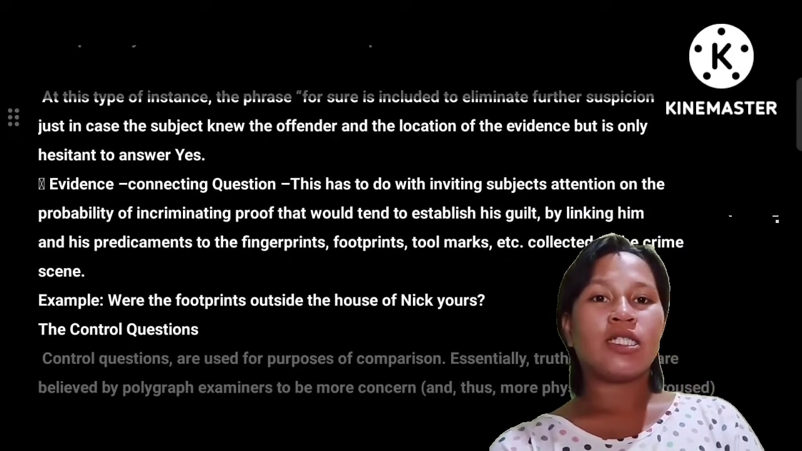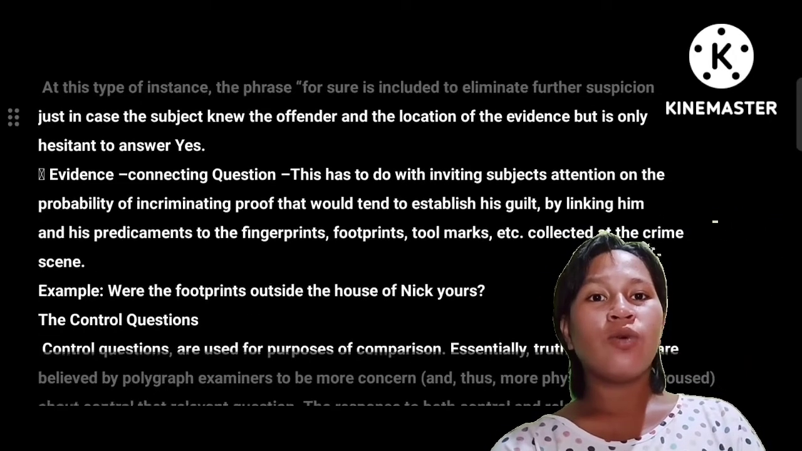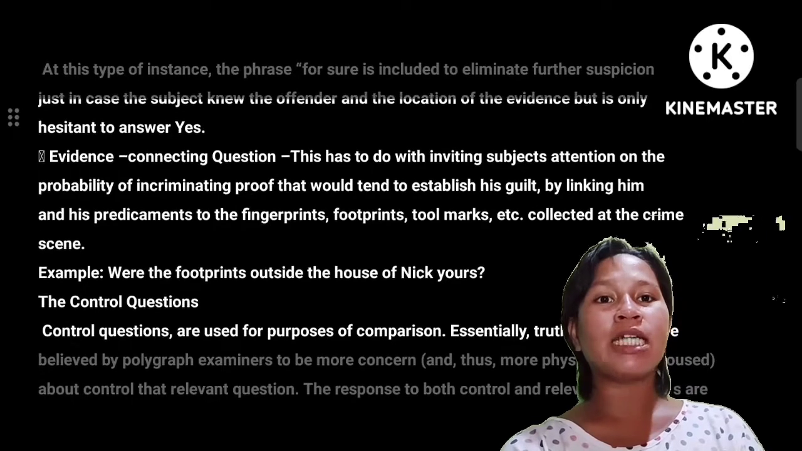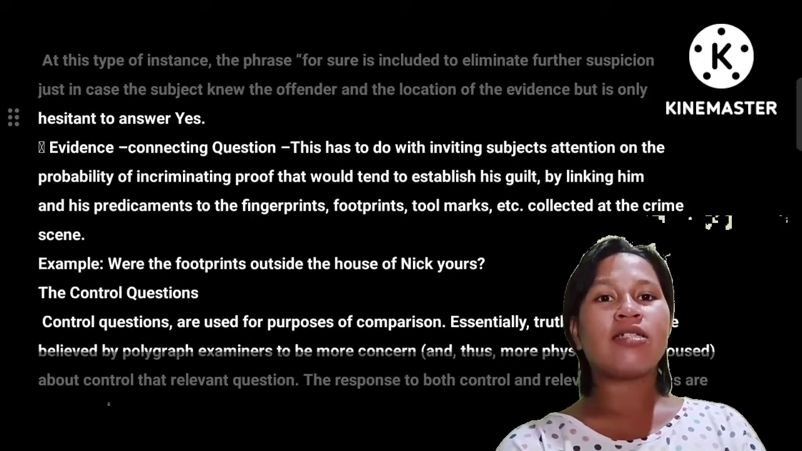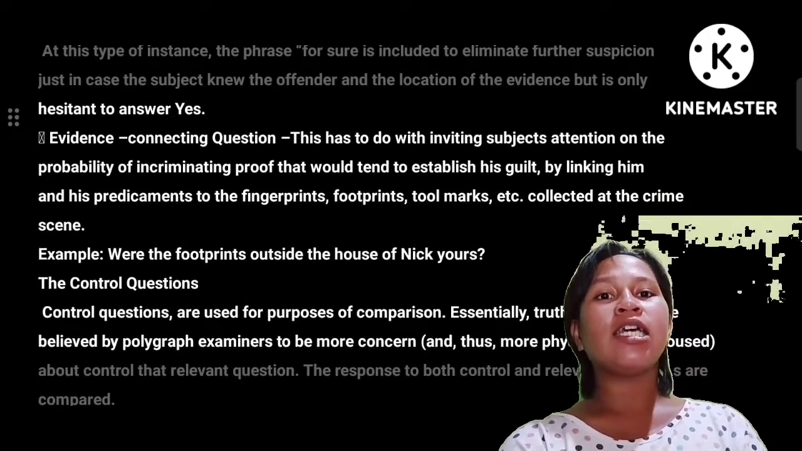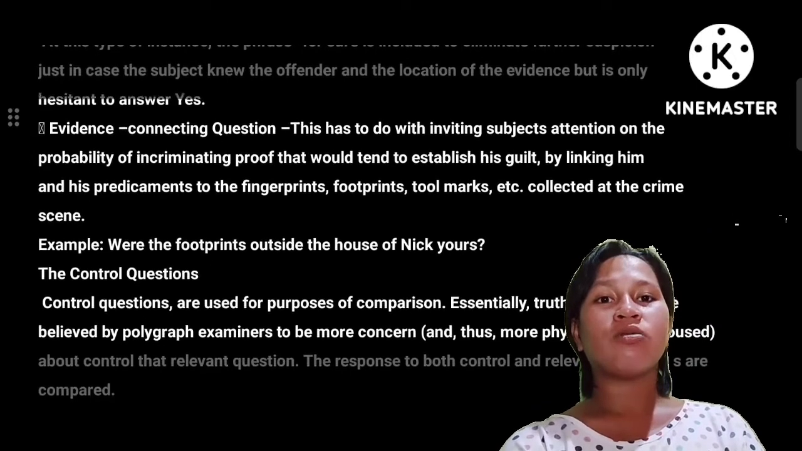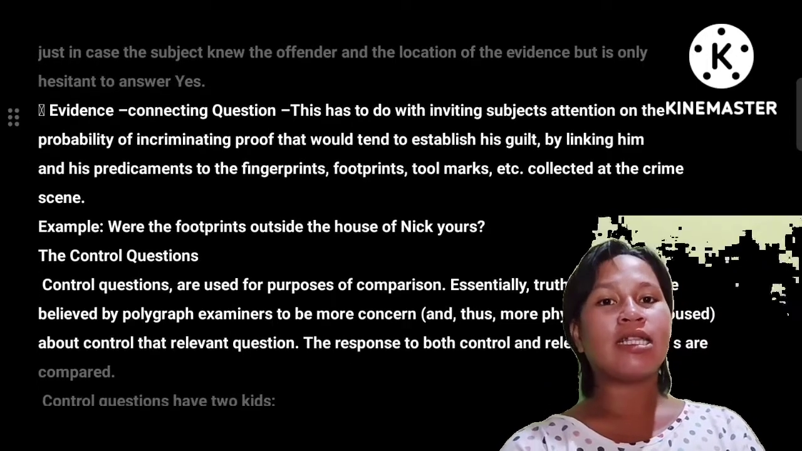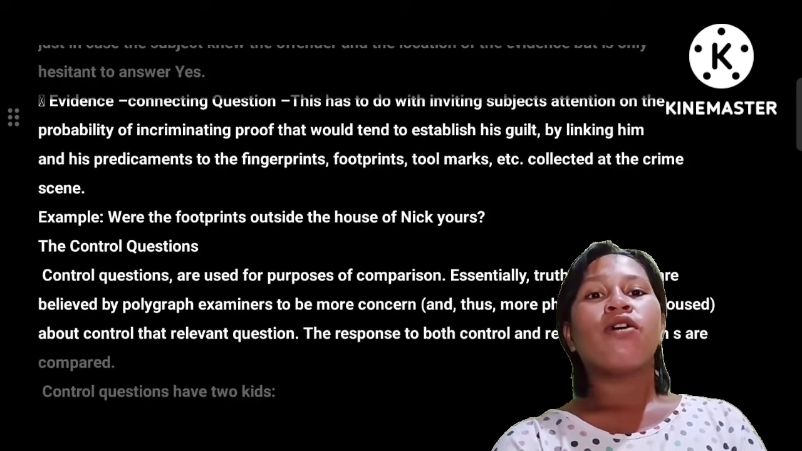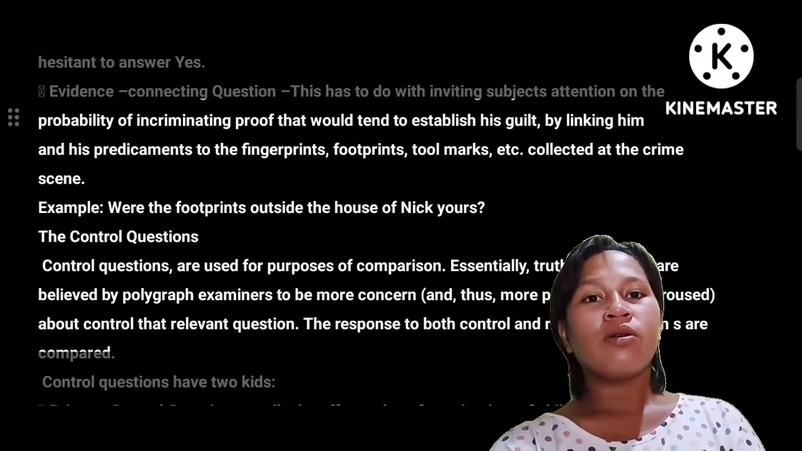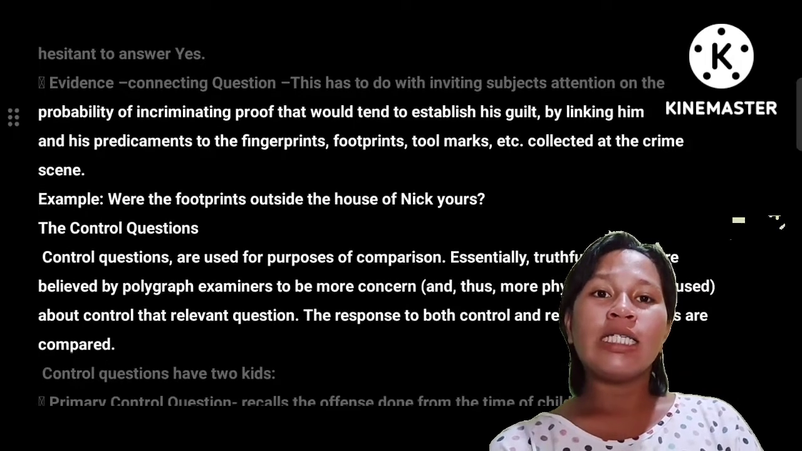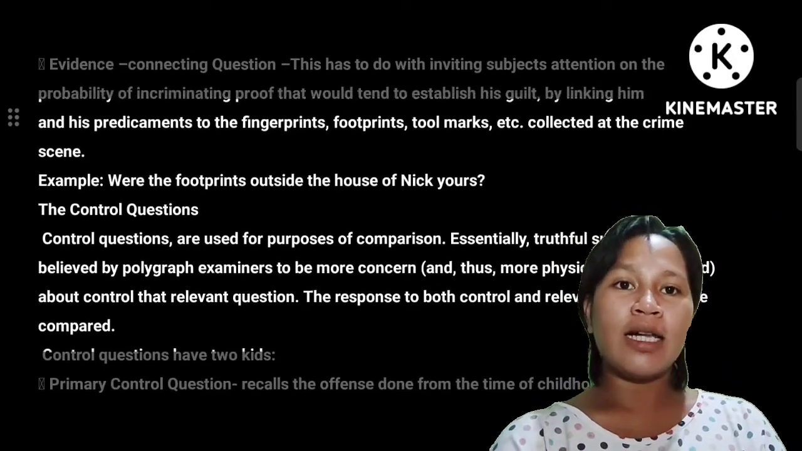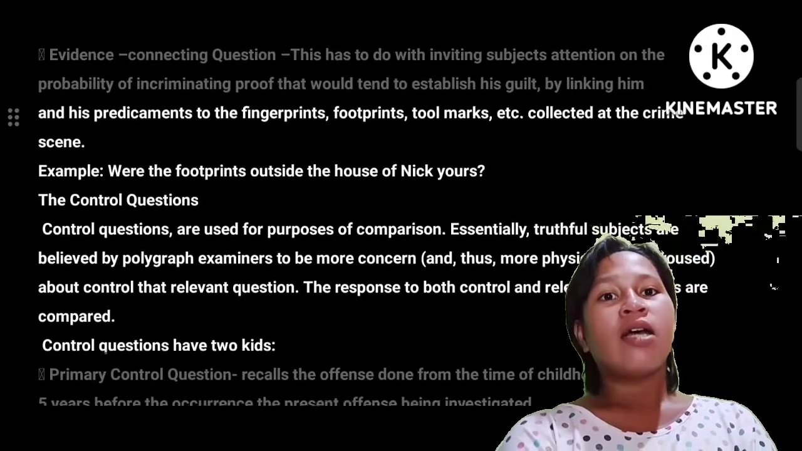Evidence connecting question. This has to do with inviting the subject's attention to the probability of incriminating proof that would establish his guilt by linking him and his predicament to the fingerprints, footprints, tool marks, etc. collected at the crime scene. For example, is the fingerprint we got in the glass yours?